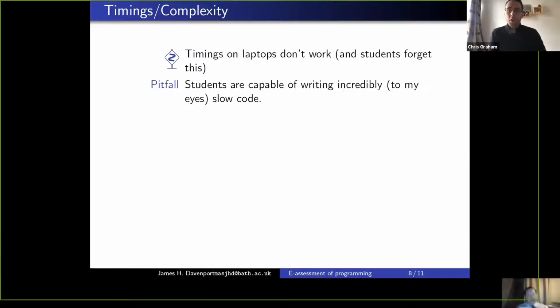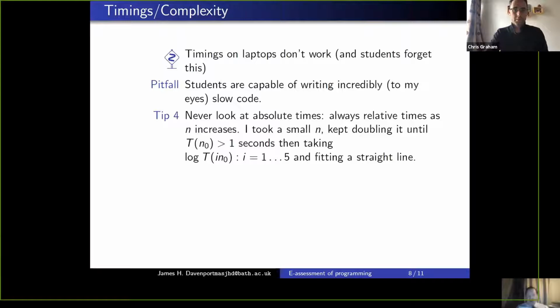The other trouble is that students are incapable of writing incredibly slow code, to my eyes. So you can't actually rely on the timings. So you never look at absolute times, always look at relative times as n increases. But my strategy was to take a small n, keep doubling it until I find some n0 where the time for n0 is greater than 1 second. So it's pretty reproducible at that point, timings on a Linux machine.